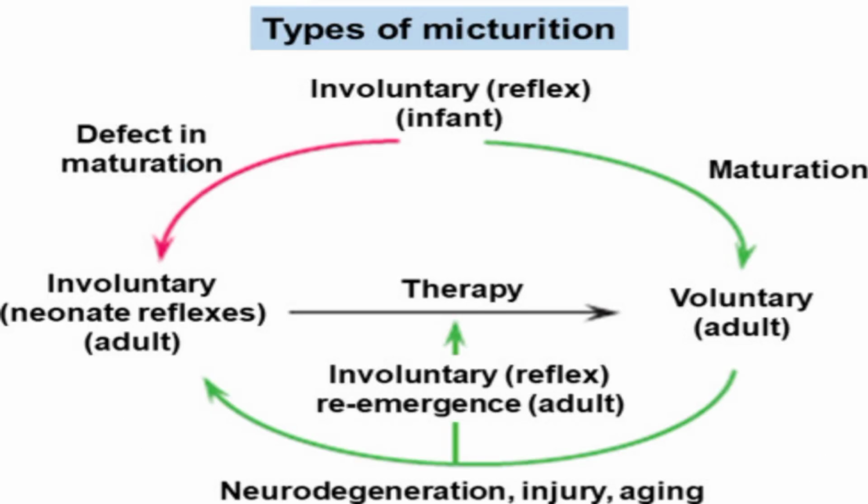This picture is showing types of micturition. As you can see, there is voluntary reflex present in adults and involuntary reflex in neonates, and a defect in maturation can lead to involuntary reflex in infants, and if there is maturation, it will lead to the voluntary reflex.